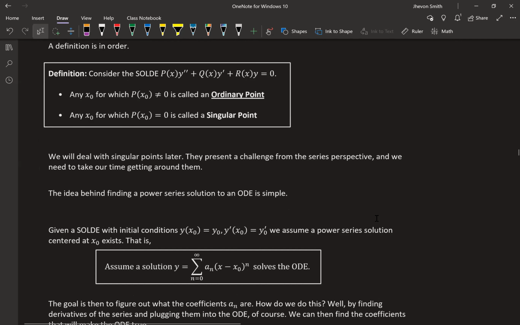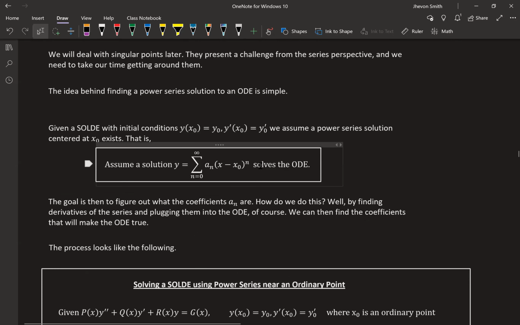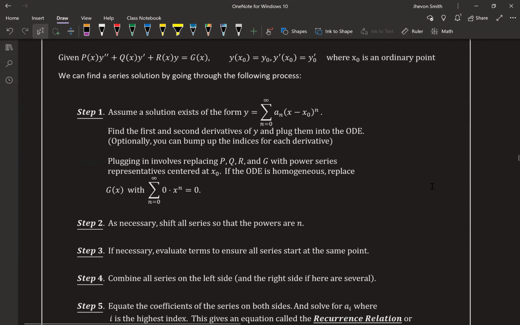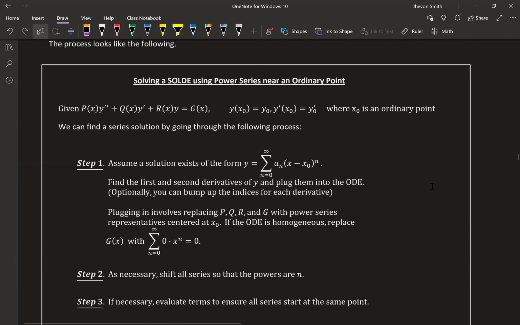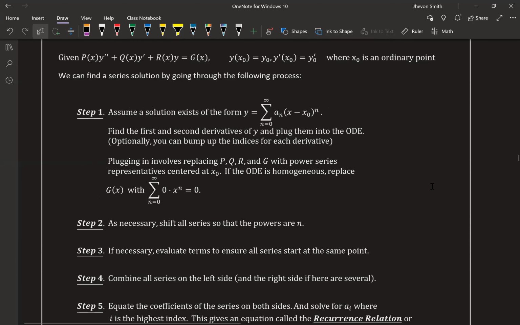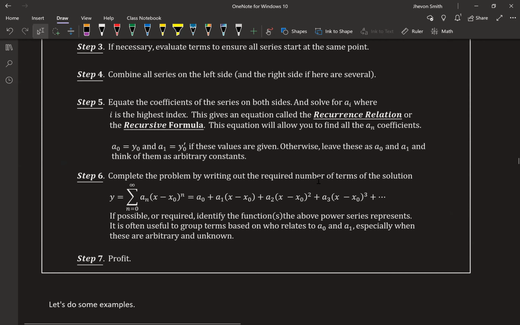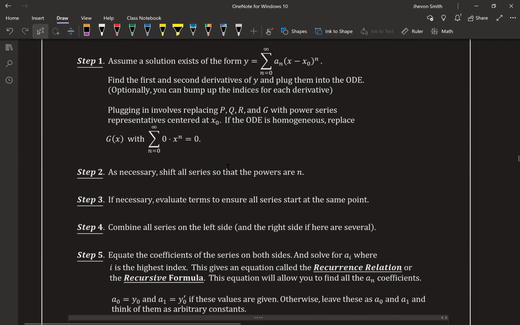Basically how we're going to solve an ODE is we're going to assume that the solution can be written as a power series centered at the point that the initial condition is based at. Once you do that, there is a 6-step strategy that you can do to actually solve it. And we're going to do this for these examples next time.